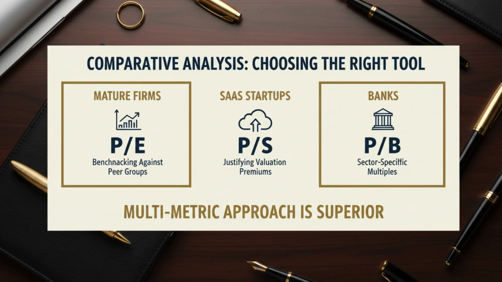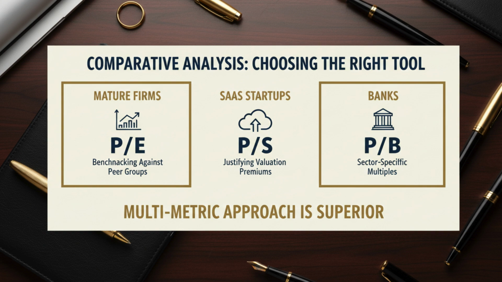Not all ratios are created equal for every deal. To master relative valuation, you must choose the right tool for the specific sector and stage of the company. A multi-metric approach is always superior to relying on a single number. For a mature consumer goods company, you would lead with the PE ratio. For a pre-profit AI startup, the PS ratio is your primary guide. For a regional bank or a shipping company, the PB ratio takes center stage.